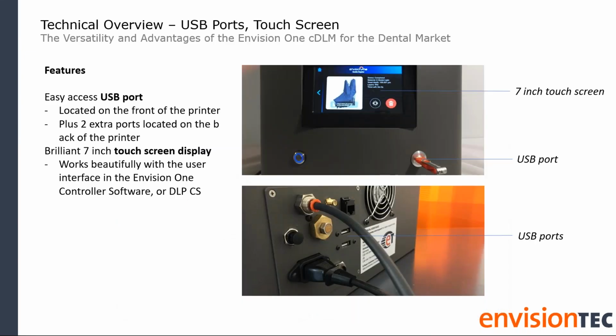If both wired or wireless networks are unavailable in the printer's operating space, the Envision One cDLM has 3 USB ports for data transfer, 1 easy access port in the front, and 2 on the back of the printer. The Envision One cDLM shows off a brand new user interface called DLP CS. This is extremely user-friendly. The 7-inch touchscreen display works beautifully with this new simplified controller software with iPhone-like icons. The controller software also prompts the user whenever a new controller software is available. The operator can choose not to use the touchscreen and instead use a USB-connected mouse to navigate the software.